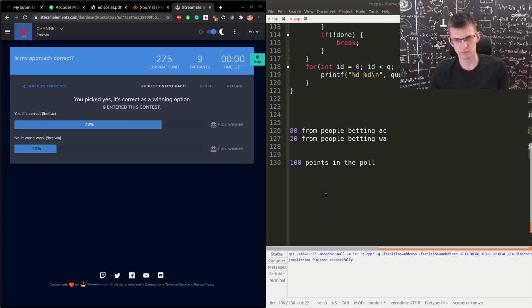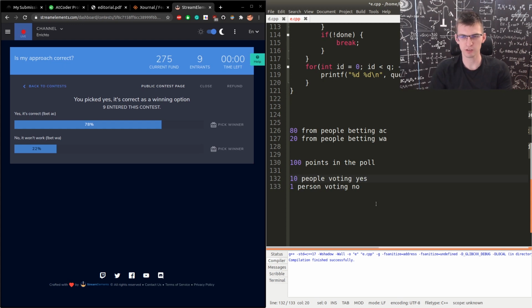What I think makes sense is that if there is just one person voting no, and let's say 10 people voting yes, and everybody bets 100 points, what will happen is, if yes happens, each of those 10 people will get 10 points. If no happens, this person gets 100 points from those, right? Then the total points doesn't change.